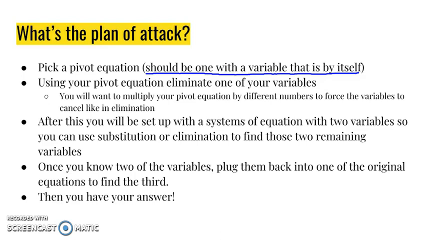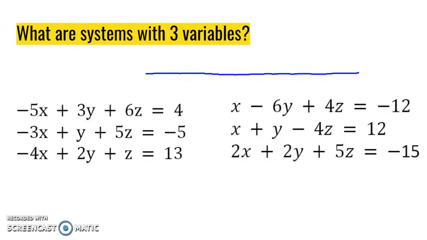Okay? So let's look back at those original ones that we started with. Okay, I've got a negative 5x plus 3y plus 6z equals 4, a negative 3x plus y plus 5z equals negative 5, and a negative 4x plus 2y plus z equals 13. Okay, if I'm looking at this one, this equation right here is not going to be my pivot equation. It's got a 5x, a 3y, and a 6z. None of those are by themselves.